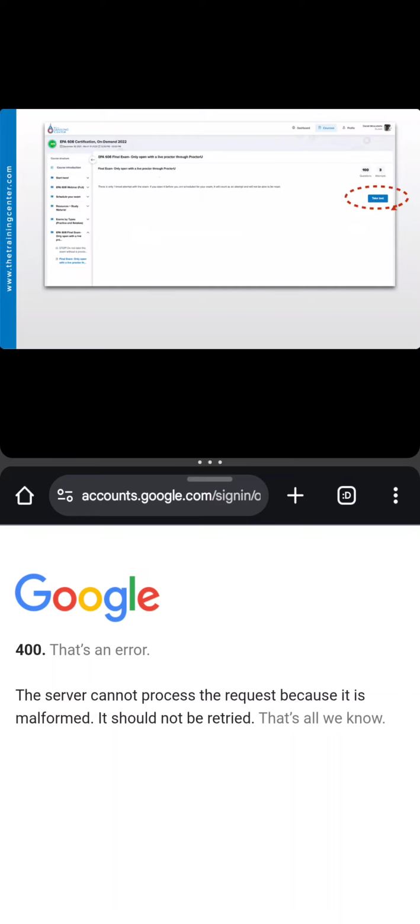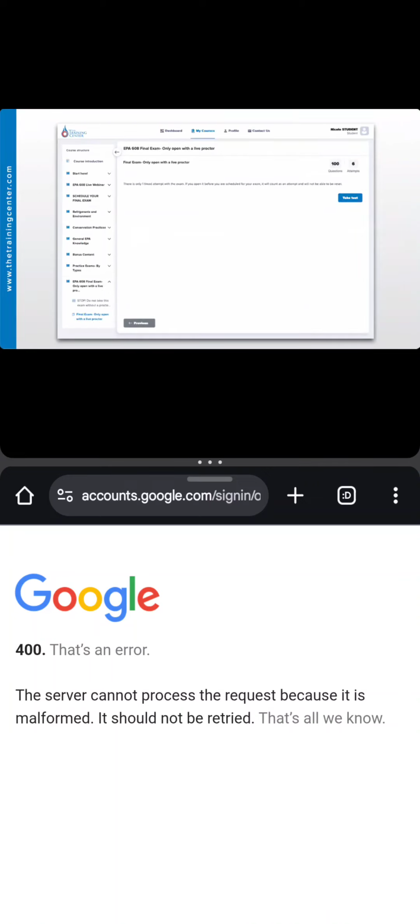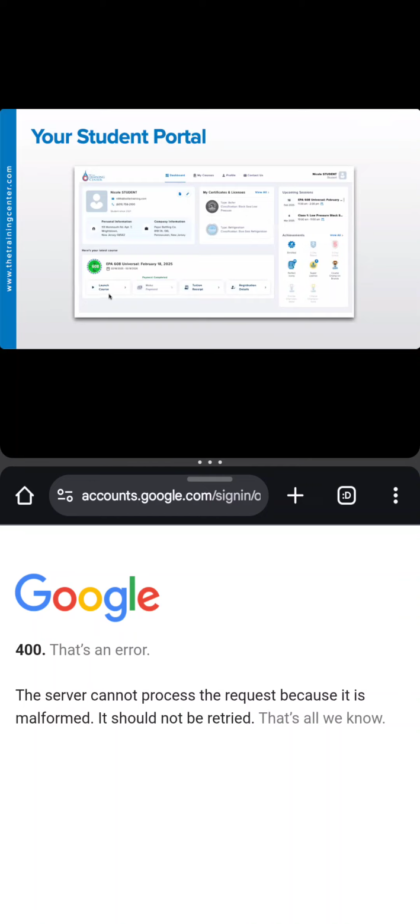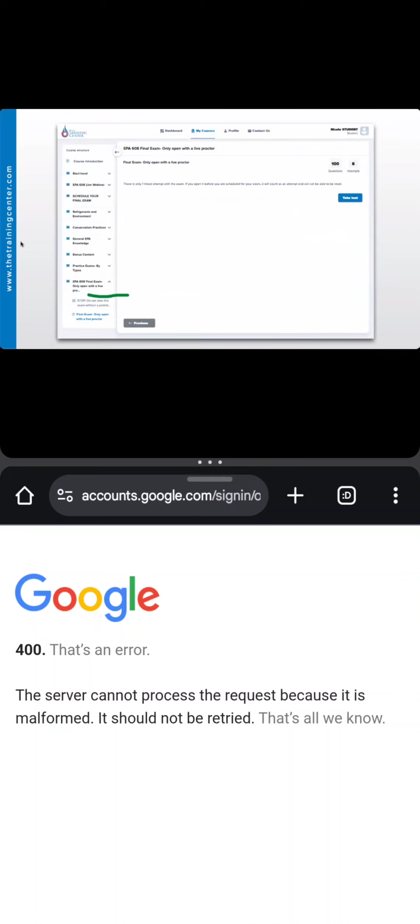When you're finding your exam, I'll walk you through real quick. So once you're on your student portal, you want to hit launch course, which is right here. Once you hit launch course, it should prompt you to a screen similar to this one. Pretty much from here on, you're just gonna want to hit the left arrow key. It's gonna open this scroll down bar. You're gonna go all the way down where it says final exam only open with a live proctor, and then you should see the take test option. Pretty simple.